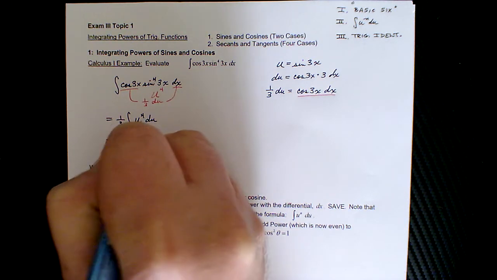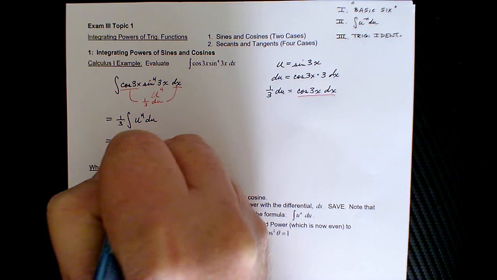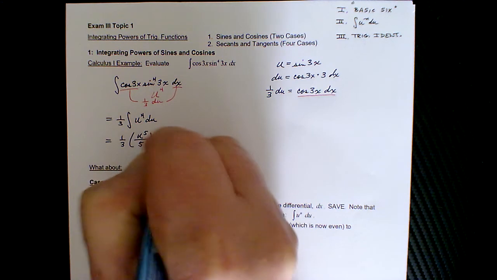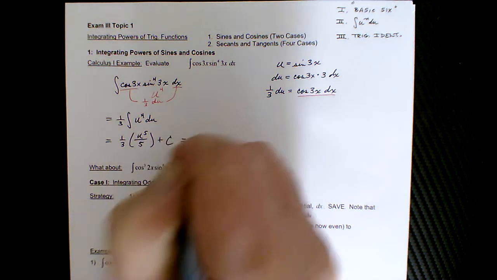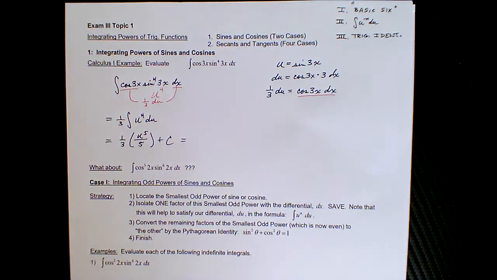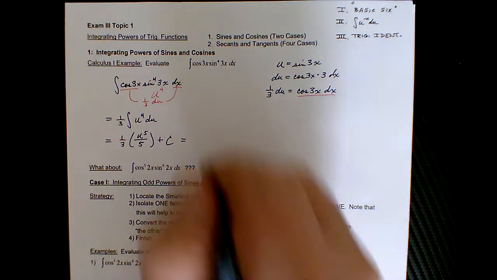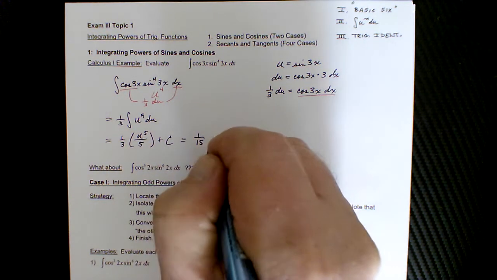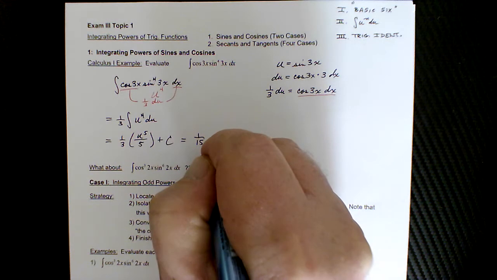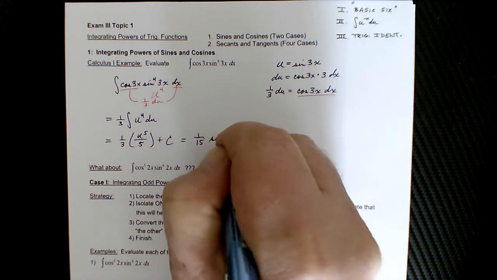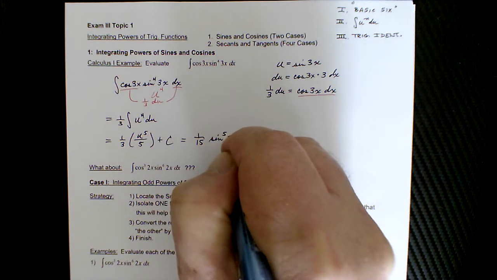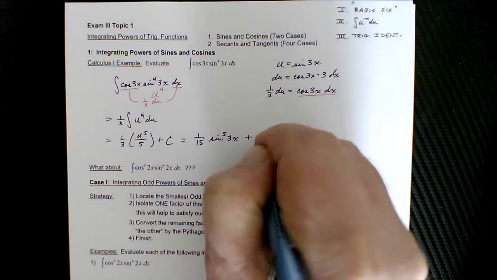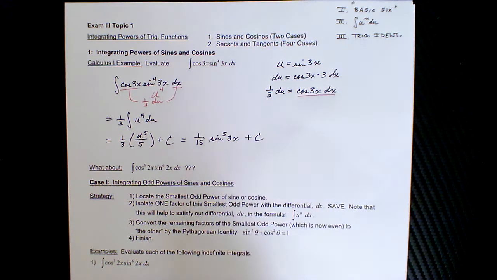So the 1/3 tags along, of course. The fourth integrates to be u to the fifth over 5. We'll add our constant of integration at that point. And then finally back substitute, so we get 1/15th, and then our u was sine of 3x, so let's write in shorthand sine to the fifth of 3x, and don't forget our constant, of course.